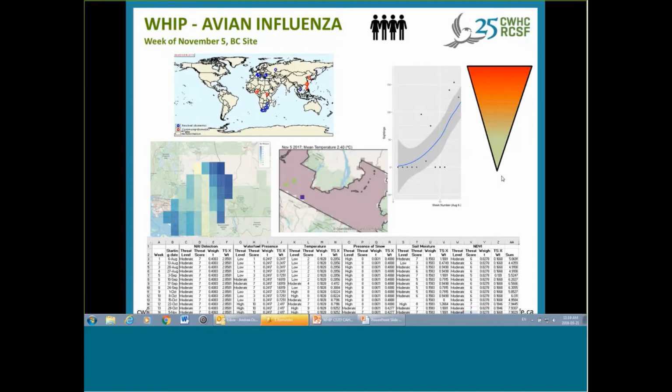Well, that would be a good one because, yeah, even at low, you could still have an avalanche, which is the point here. Even at low, you can still have an outbreak of avian influenza. So, yeah, that would be a good one to look at.